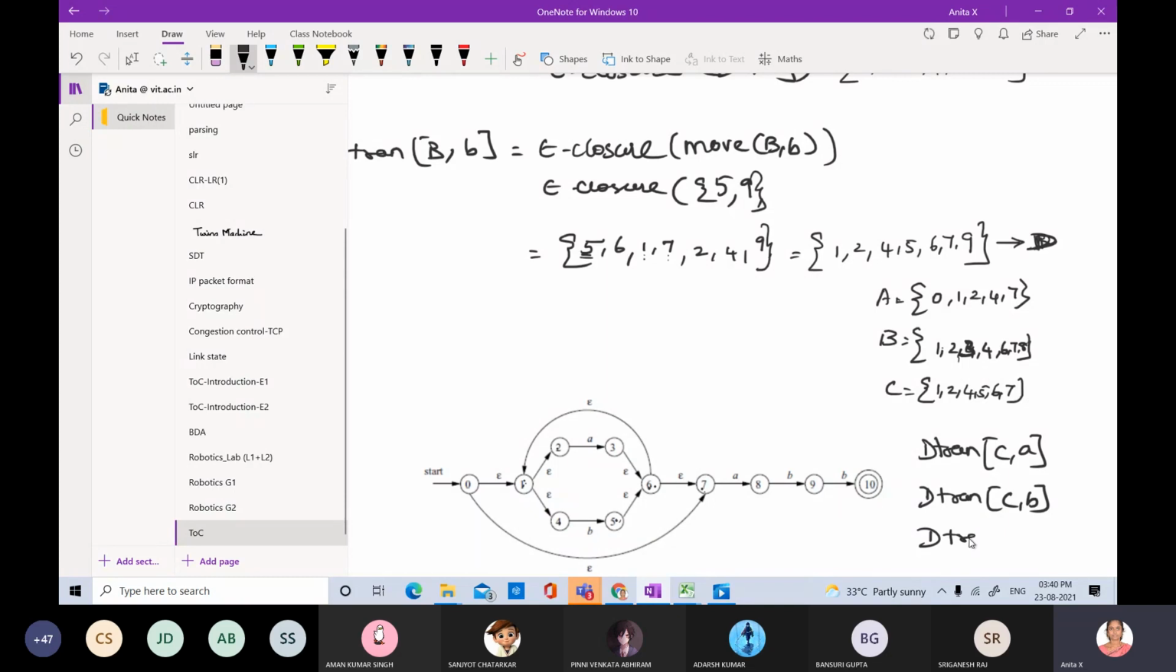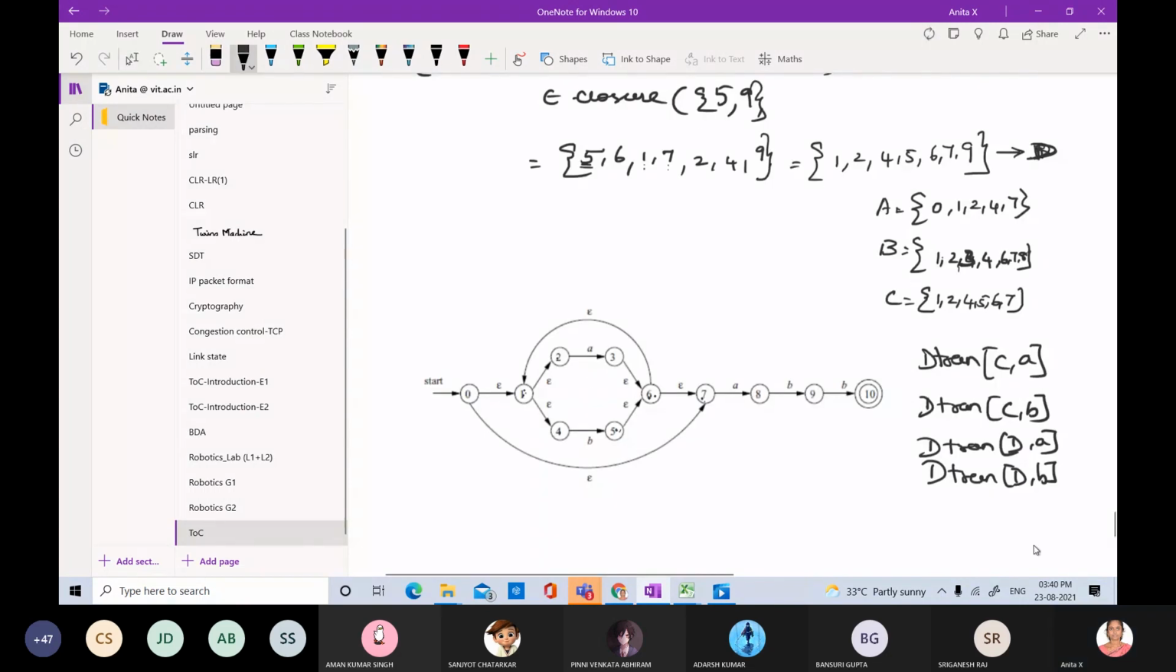Then Dtran of D comma A, Dtran of D comma B. So if suppose a new state E is coming, then you have to proceed with E comma A, E comma B. Like that, you have to continue and you have to stop the iteration when you are not getting a new state. Okay. So we can continue this in the next class.